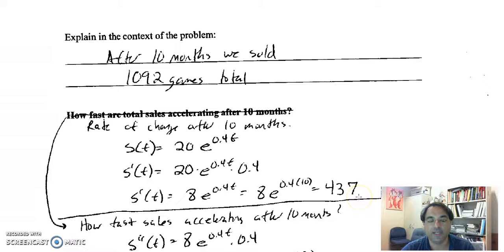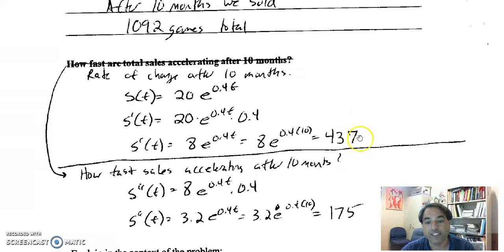Remember, it's increasing at all times, so this is just an estimate of what will happen next month: 437 games per month. Now, will I be selling 437 games every single month forever? No, that rate of change is changing. Next month I'll sell 437, but after that, your rate of change is going to change by increasing another 175 games per month squared. So what this means is right now I've sold 1,092. I expect to sell another 437 the following month, but that's going to increase 175 more.